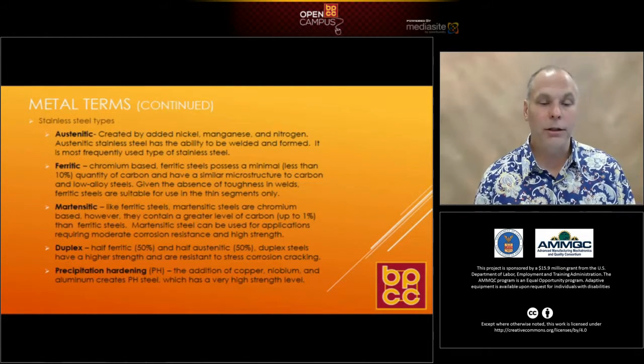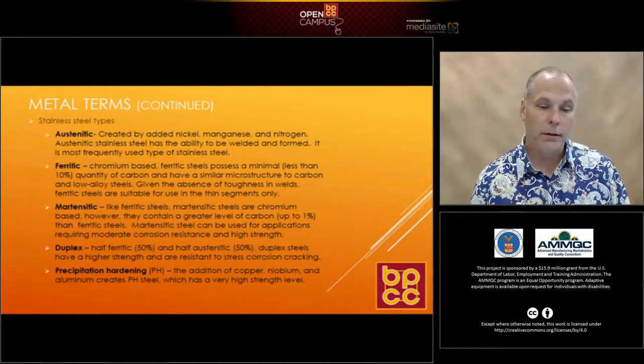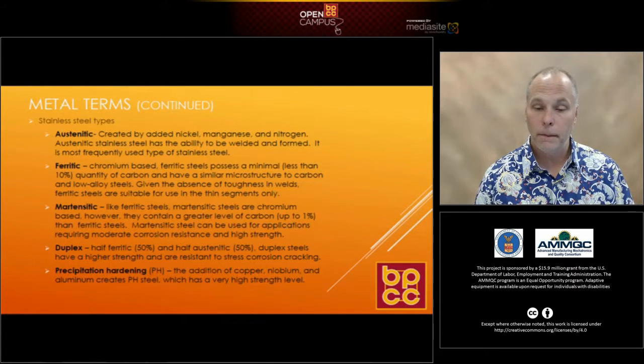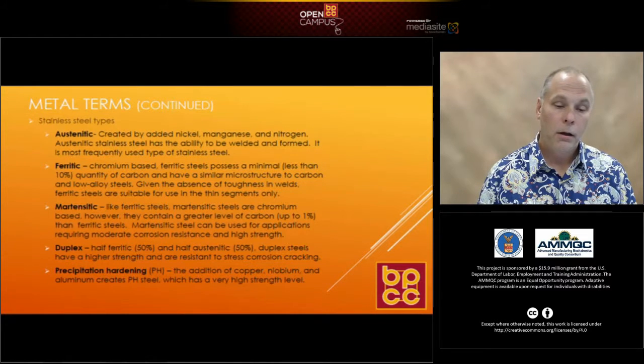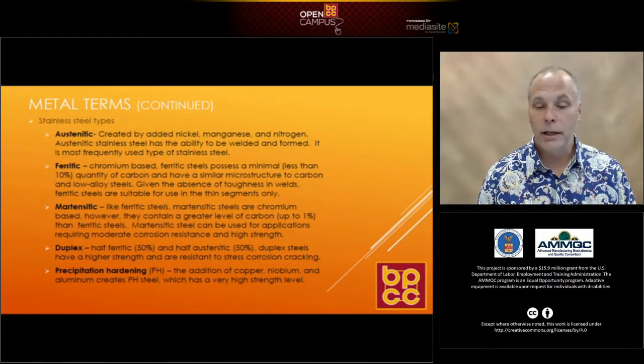And then you have, of course, these words don't get any easier to say, the martensitic. Like ferritic steels, martensitic steels are chromium-based. However, they contain a greater level of carbon, usually up to 1%. Duplex, they're half ferritic steels, 50%, and then the other half of it is austenitic stainless steel. So duplex steels have a higher strength and are resistant to stress corrosion cracking. Precipitation hardening, pH, is the addition of copper and aluminum, which creates a pH steel, which has a very high strength level.